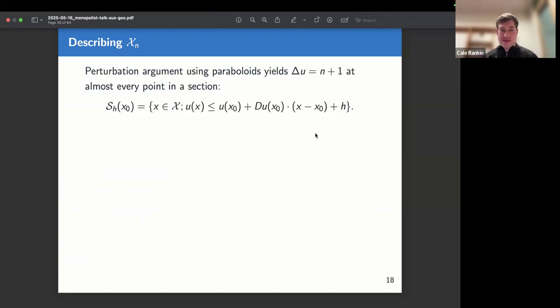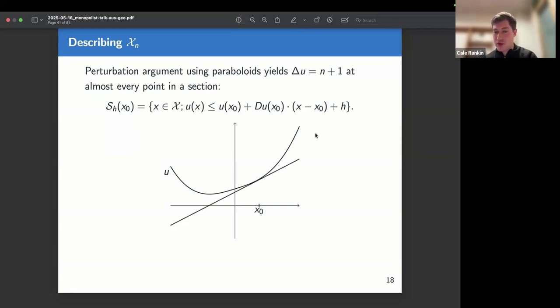Next, I want to describe X_n. This is the region where you're strictly convex. And what we're going to do is perturbation arguments. They're not too different from the ones before, but a key point is that we can prove the Laplacian of our function is equal to n plus 1 at any point in a section. And I'll remind you what a section of a convex function is. Here's a convex function. It's got an affine support at each point. I can take that affine support and I can shift it up.